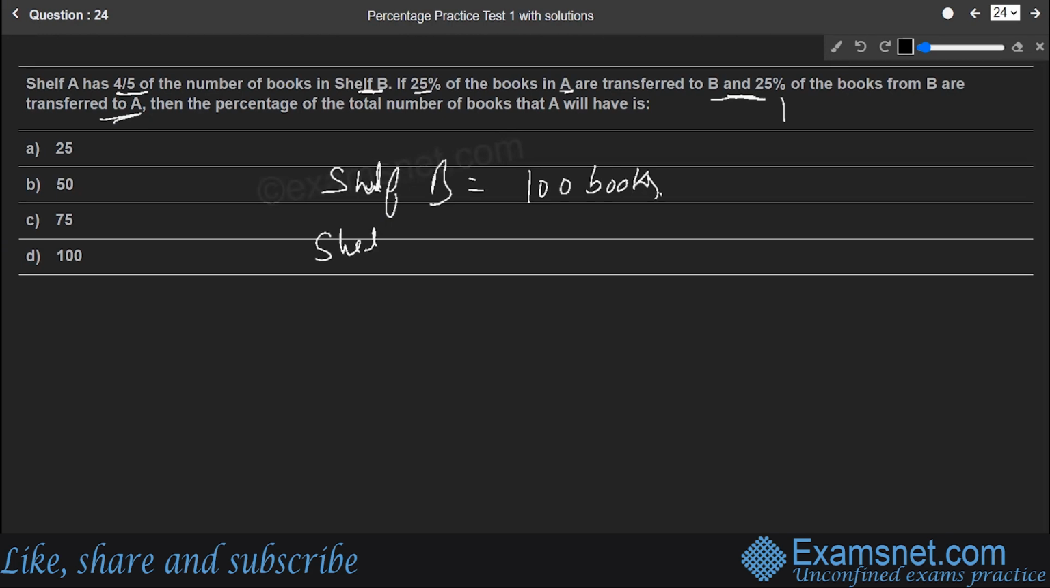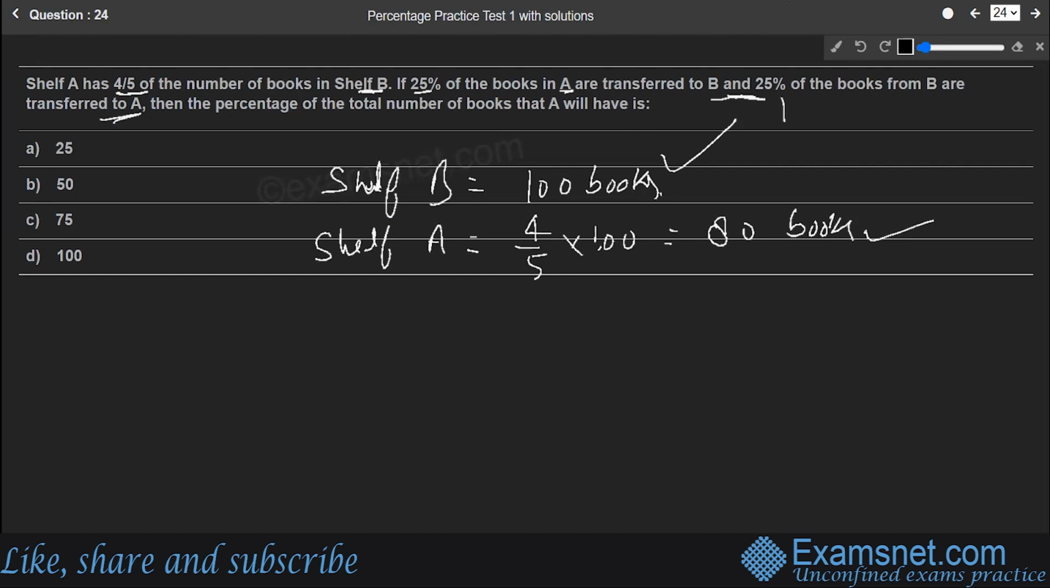Then shelf A will have how much? Shelf A will have 4 by 5 of 100, that is 400 by 5, that is nothing but 80 books. Now clearly shelf B has 100 books and shelf A has 80 books.